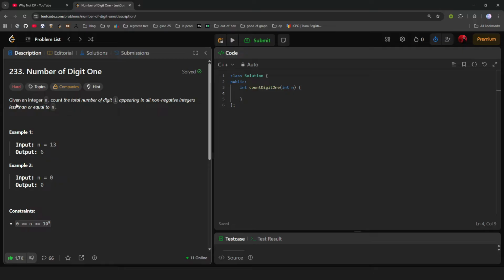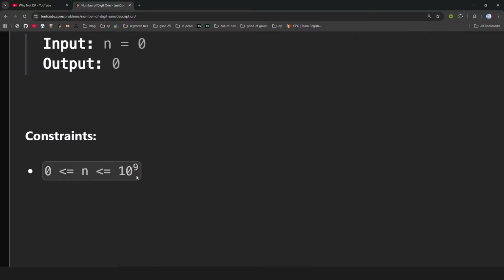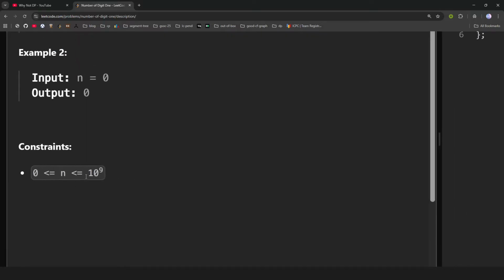The problem reads like this: you will be given an integer n and you have to count the total number of digit 1 appearing in all the non-negative integers less than or equal to n. Let us first try to understand why it is a question of digit DP. As I explained in the previous video, to identify whether a question is digit DP or not, first you have to look at the constraint. If you look at the constraint here, it goes up to 10 to the power 9, which is quite high. So this is the first indicator.